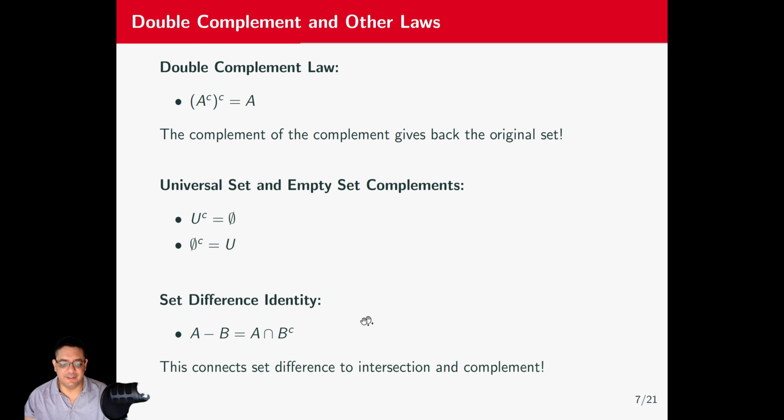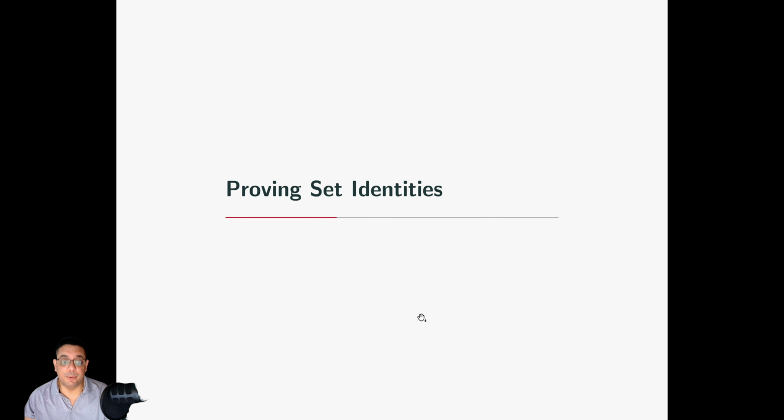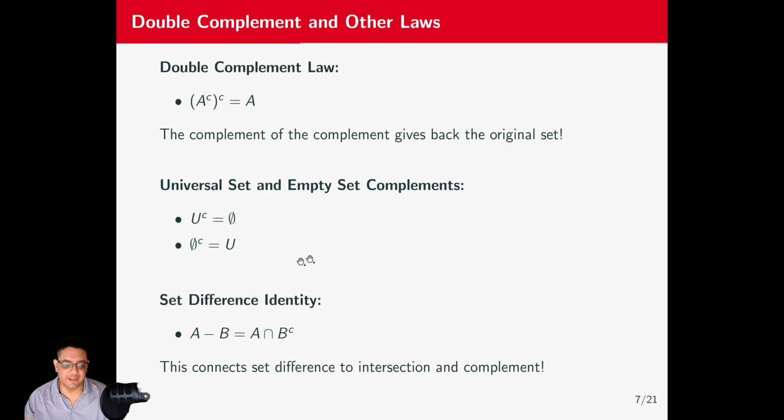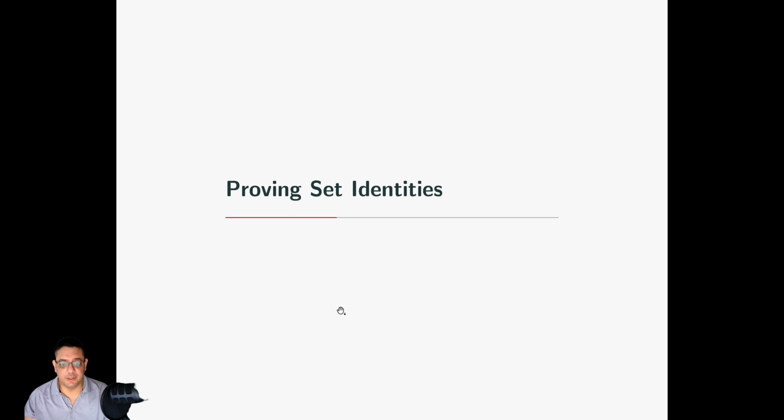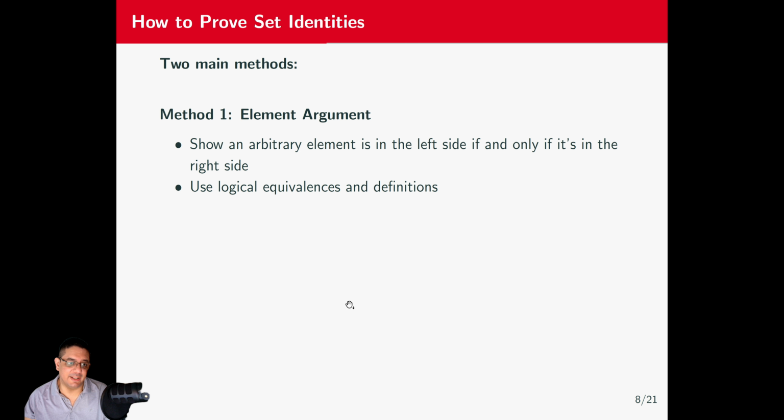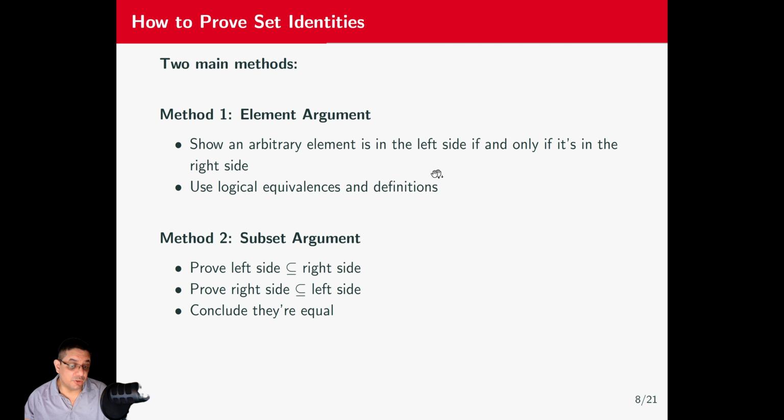Now, notice that all these identities are something we can prove. If you want to prove set identities, there are two main methods. Method one is the element argument, where you show that an arbitrary element is in the left side if and only if it's in the right side. This uses logical equivalences and definitions. Method two is the subset argument. You prove the left side is a subset of the right side, then prove the right side is a subset of the left side, and then you conclude that they're equal.